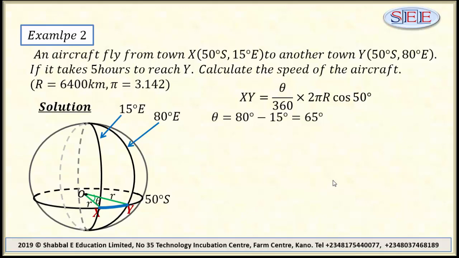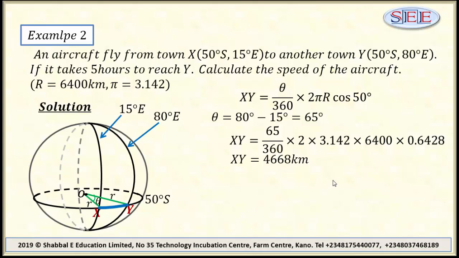So we continue and substitute in our formula. We now have distance XY equals 65 over 360 multiplied by 2 multiplied by 3.142, the value of pi given in the question, multiplied by 6,400, the value of capital R given in the question, and multiplied by 0.6428. This is the value of cos 50 degrees from either your calculator or from the 4-figure table. So multiplying these values correctly will give the distance XY to be equal to 4,668 kilometers. That is the distance between X and Y.